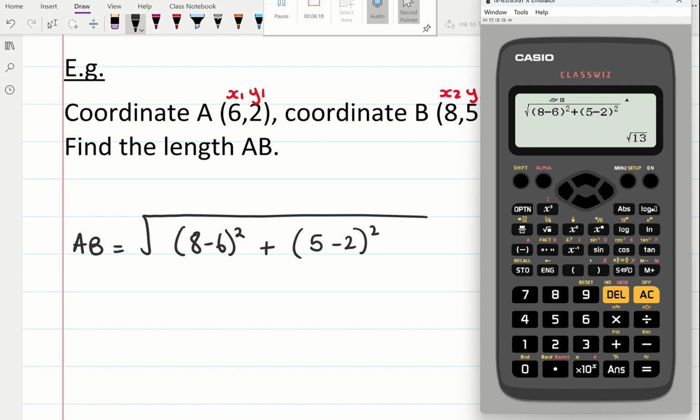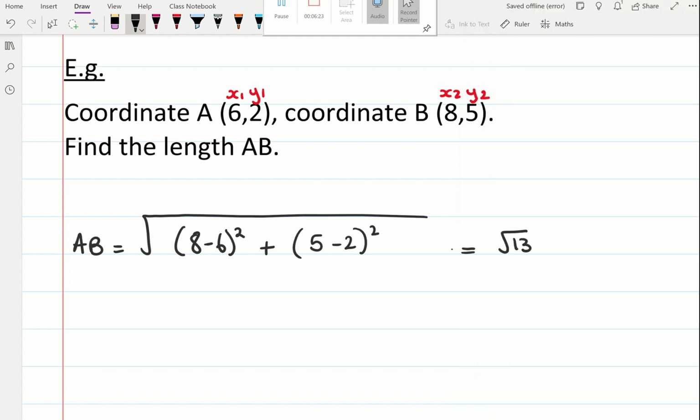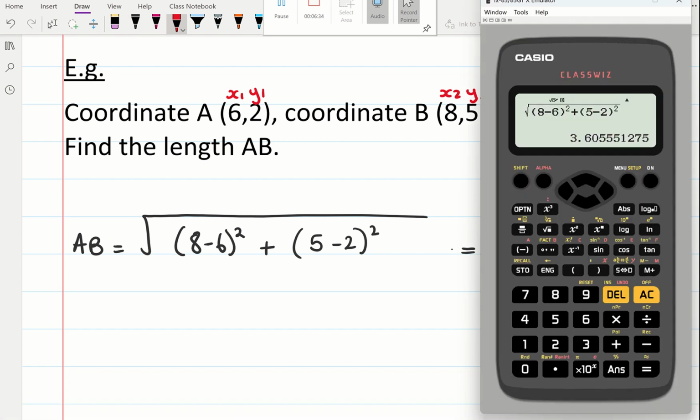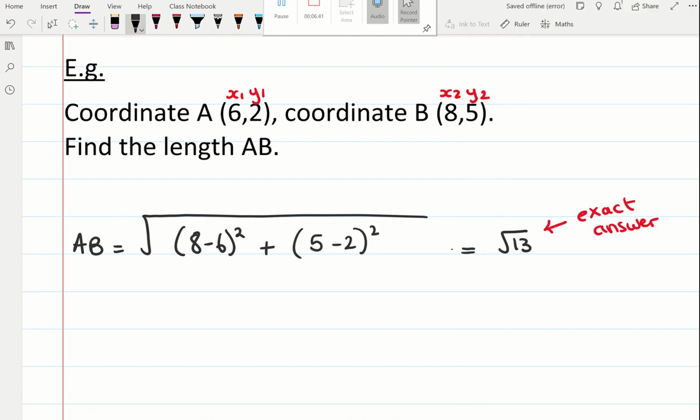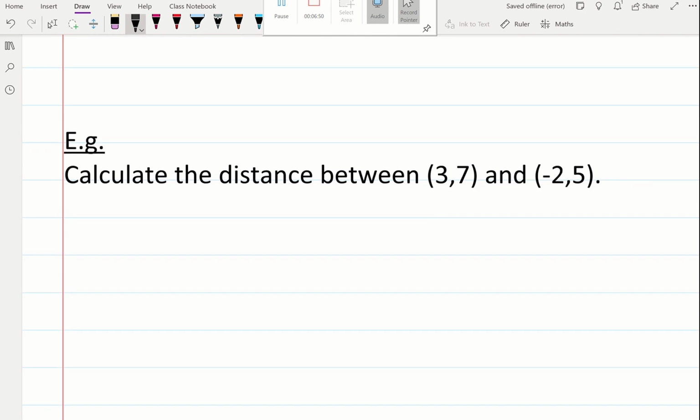So if they want the exact answer, you give root 13, so that's the exact answer. And if they want it to 3 significant figures, you will press your SD button, and this is 3.61 because the 5 rounds the 0 up. 3.61 to 3 significant figures. And we'll do one more.